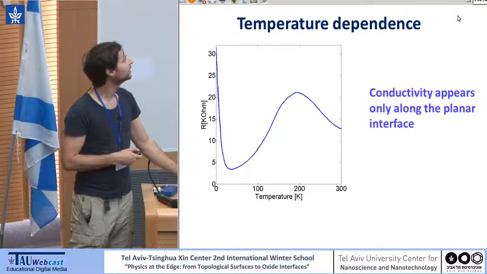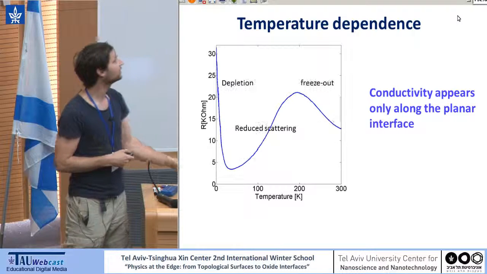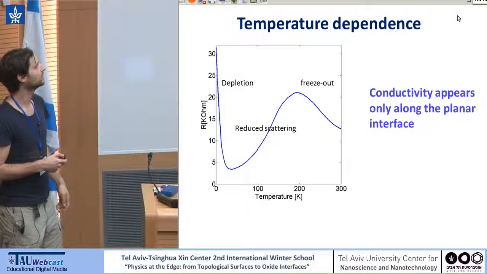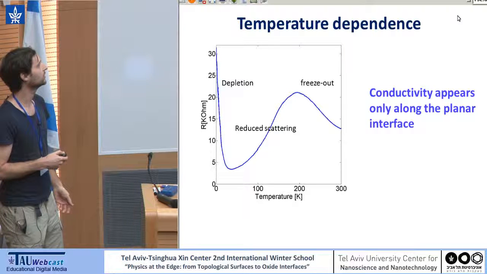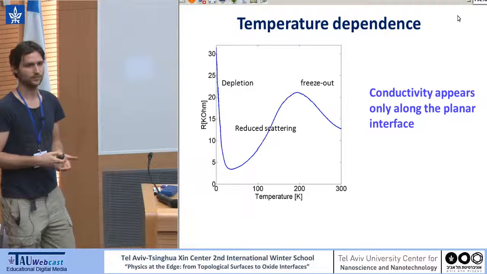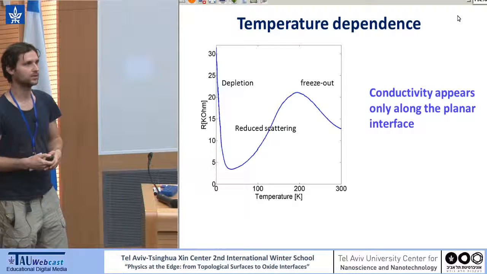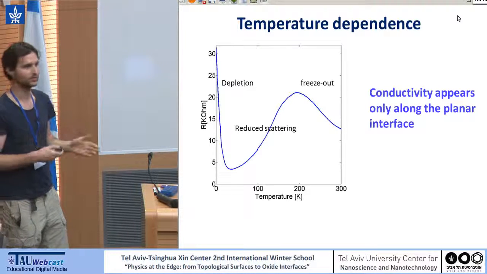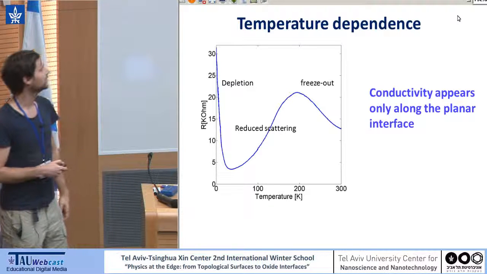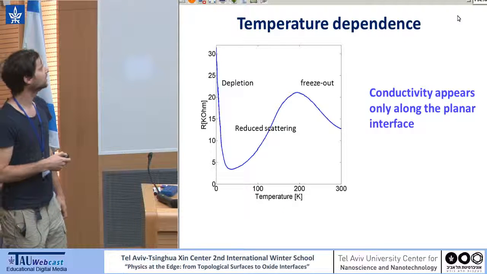And as you cool it down, you can see 3 different regimes. So this can be interpreted as at high temperatures, we have some carriers freeze out. As was mentioned this morning, SrTiO3 can be easily doped with certain things like oxygen vacancies and intermixing and many more. So I think that here they just freeze out.